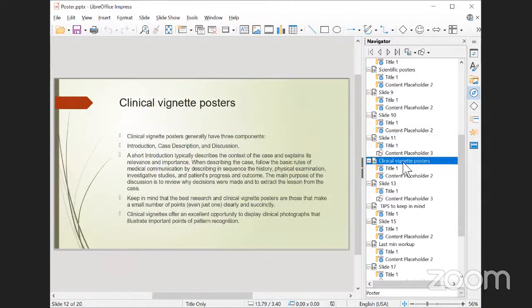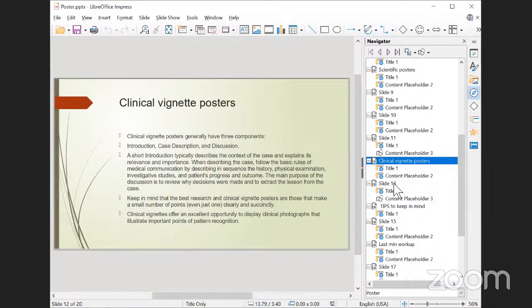Coming to clinical vignette posters. Clinical vignette posters generally have three components, which are introduction, case description, and discussion. A short introduction typically describes the context of the case and explains its relevance and importance.